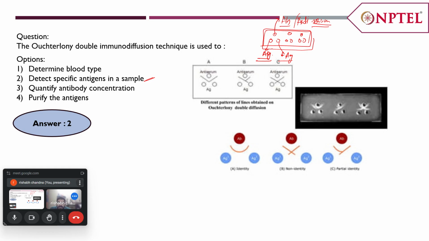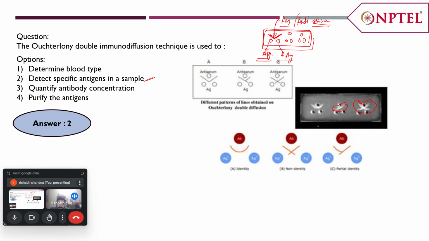Because agarose is a porous substrate, as we have discussed in electrophoresis, it has different pores. Now, what will happen? Both antigen and antibody will flow towards each other, and there will be a site where the interaction between the antigen and the antibody happens. That will be seen as a white line. As you can see here, these white lines are basically the interaction between the antigen and the antibody.